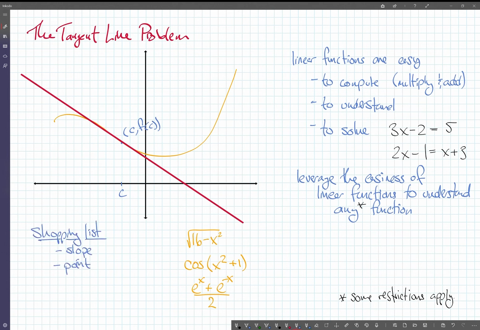One way to describe a line is the point-slope form, which requires us to know the slope of the line and also a point on the line. The point is easy to find because we are interested in a line that passes through (c, f(c)). Question, how do we find the slope?